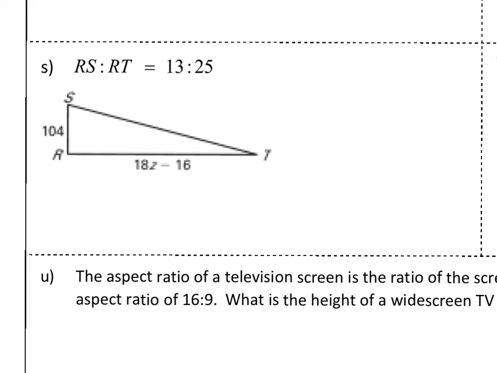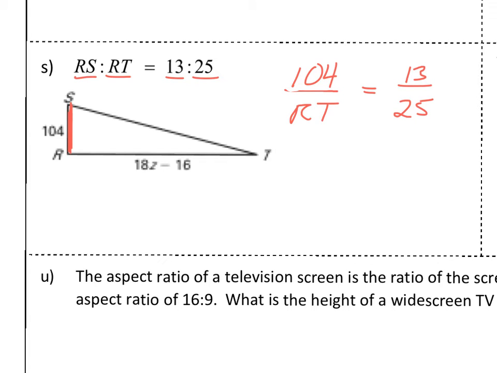For this next problem, they start me off with this ratio, RS to RT is equal to 13 to 25. First thing I'm going to do is actually rewrite it in another form. So we have RS to RT, and they're telling me it's equal to 13 over 25. Well, if I go over to my picture on the left, it looks like RS is actually 104. So I'm actually going to replace this with 104.